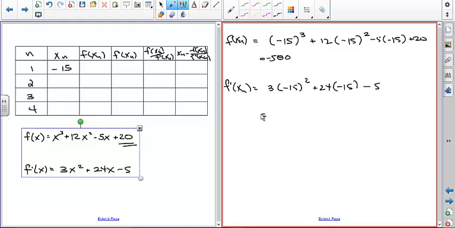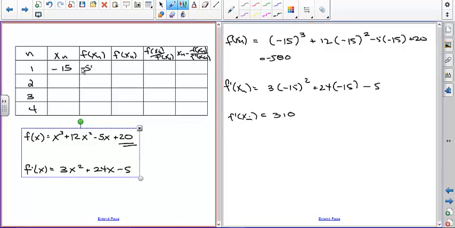And then we take the derivative, so it's 3 times -15 squared plus 24 times -15 minus 5. So I get 310. So that's that value. So this is negative 15, this is negative 580, this is 310.